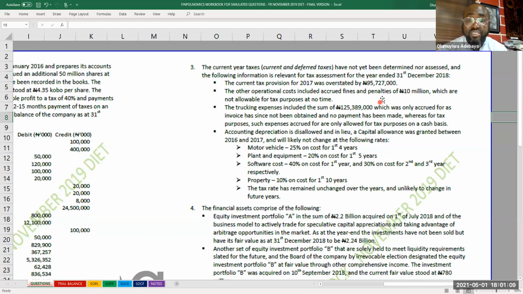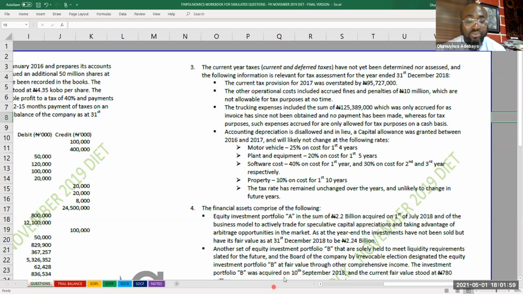Yes. This difference, will it give rise to temporary difference or permanent difference? It will lead to a permanent difference. Why? Why will it lead to permanent difference, Toby? Who will support Toby? Okay, if there's nobody to support, I will support her. It's a permanent difference because at no point in the future would this be allowed for deduction. That's why they said not allowable for tax purposes at no time. Therefore, it's a permanent difference.